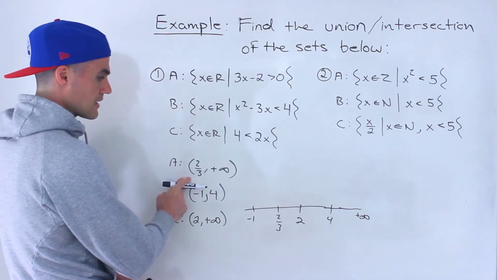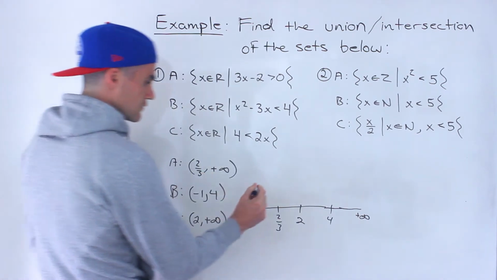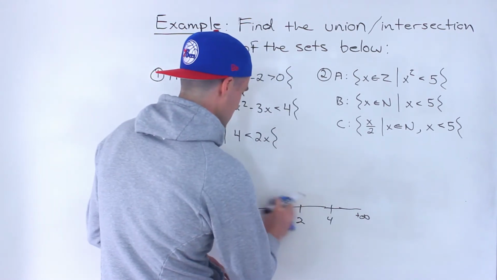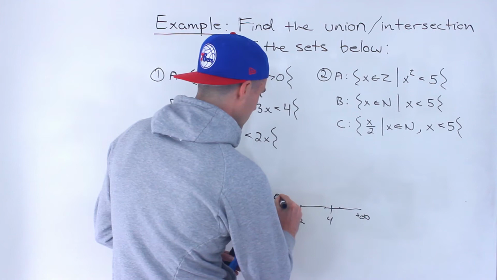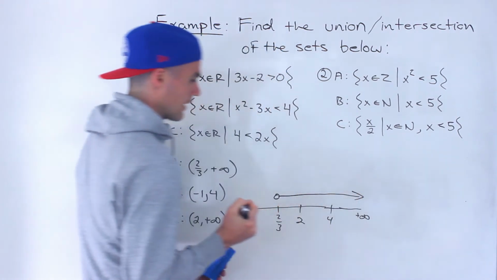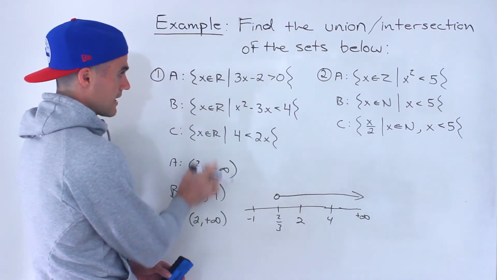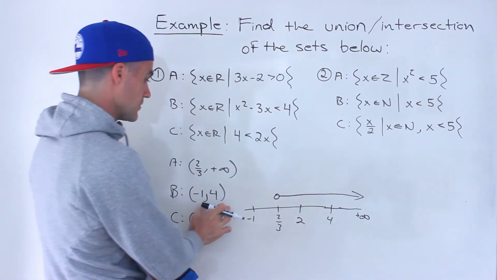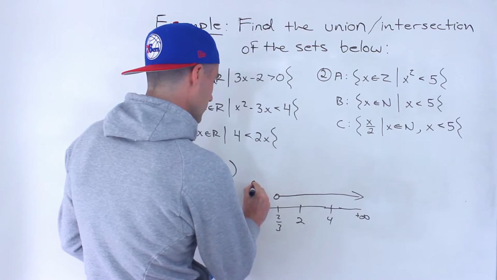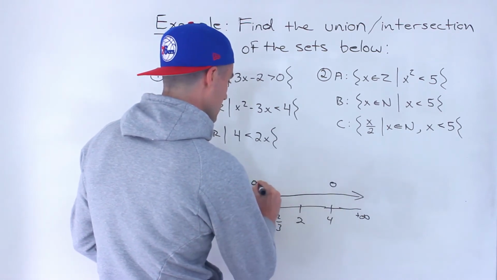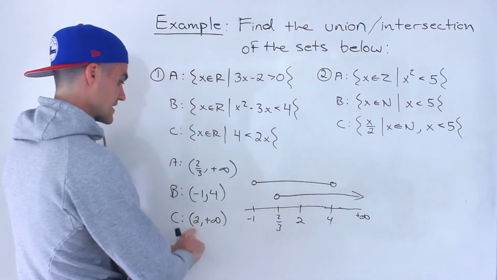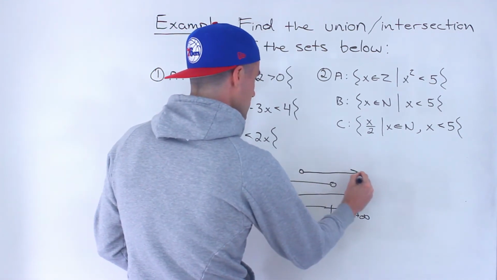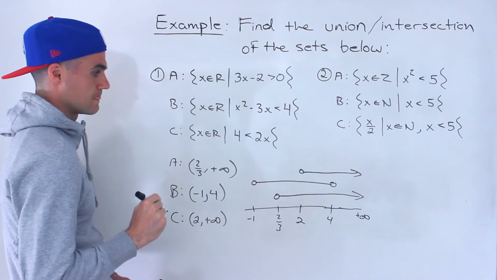Starting with set A, 2 over 3 to positive infinity. It's going to be over here. No, sorry, it's an open dot. That's how you represent set A on a number line. Set B is from negative 1 to 4, not inclusive of those, so that's going to be here. And set C is from 2 to positive infinity.